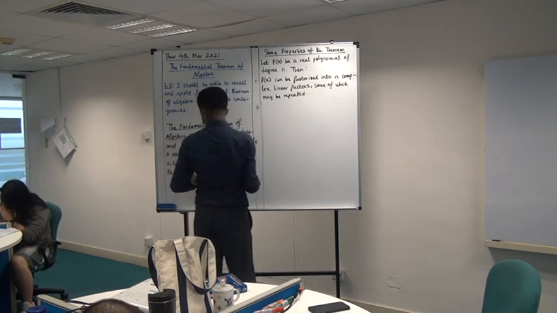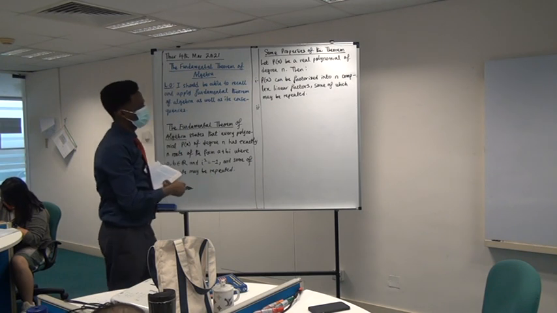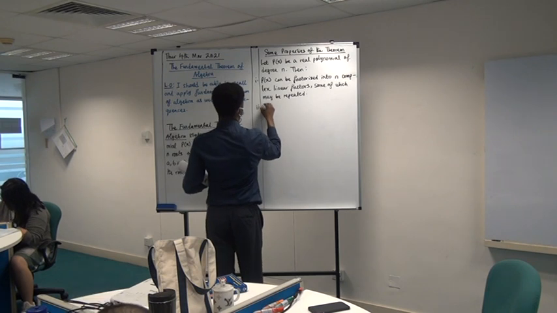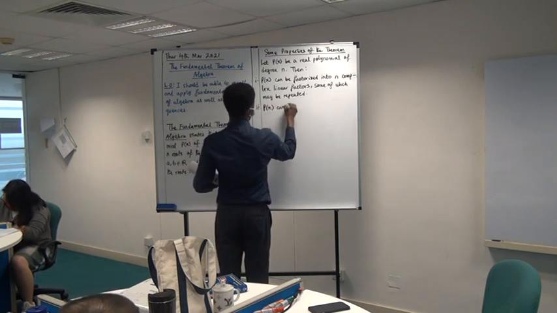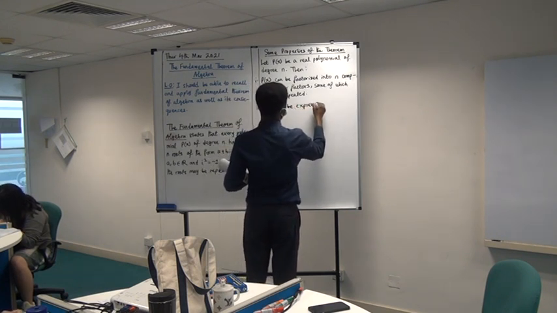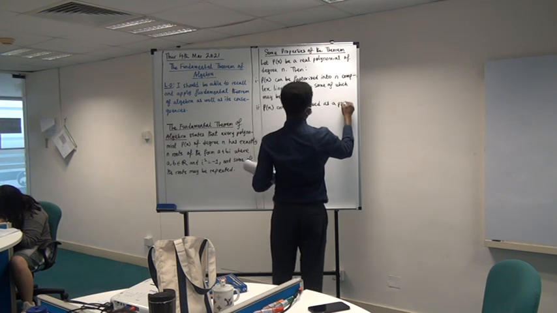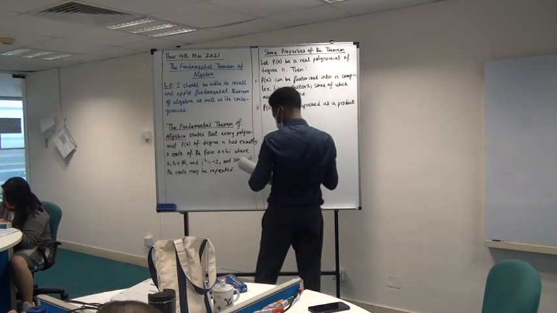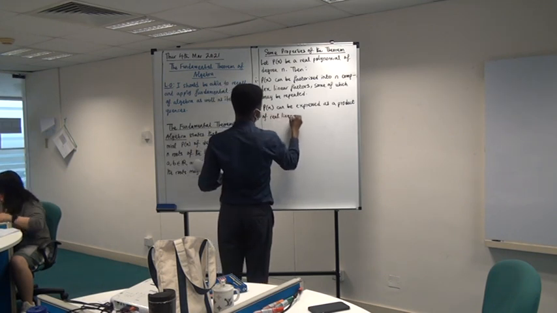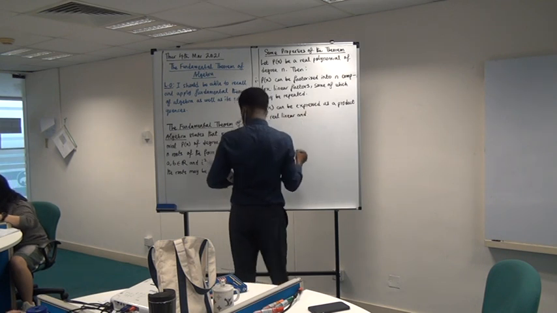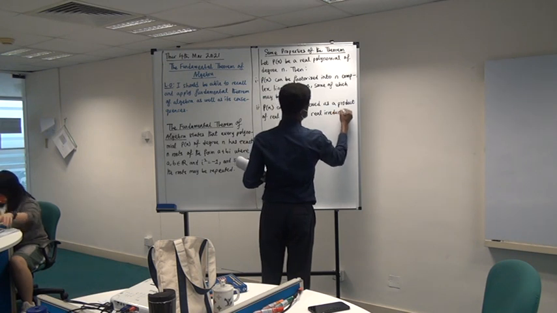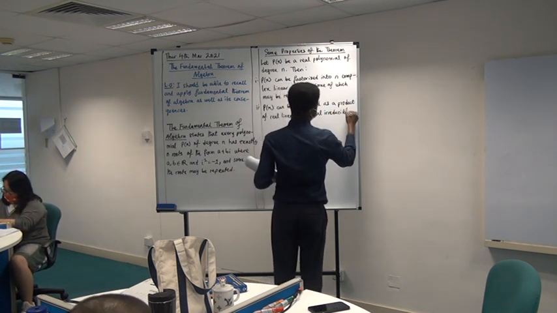Two, if p of x is a real polynomial of degree n, then p of x can be expressed as a product of real linear and real irreducible, and when we say irreducible, we are saying non-factorizable, quadratic.